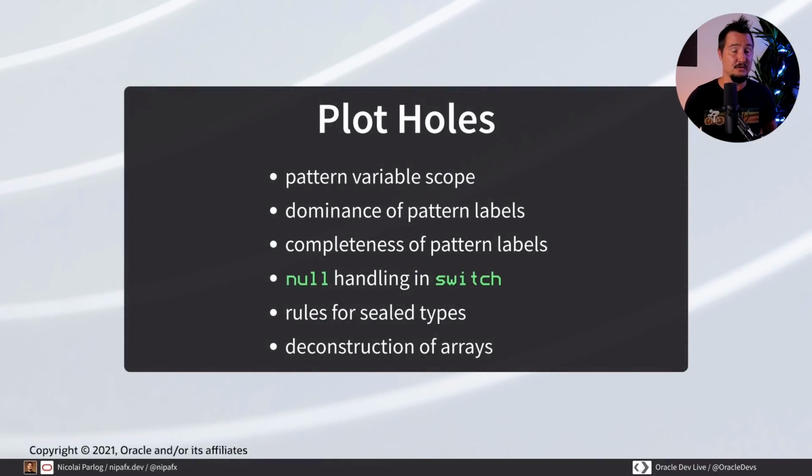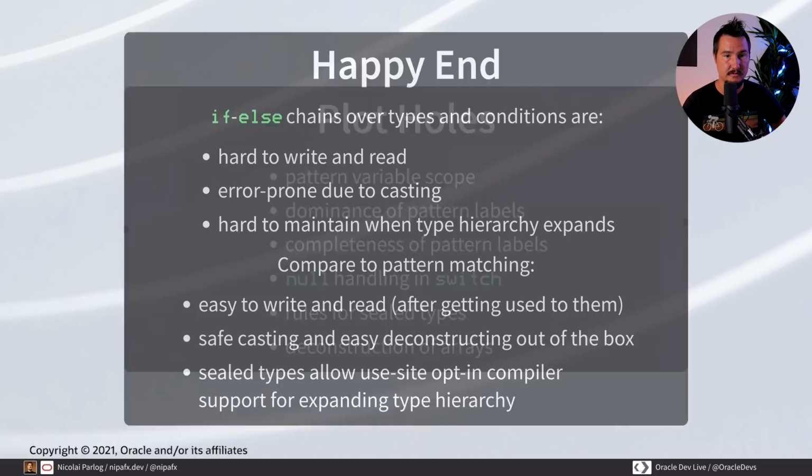But I left a bunch of plot holes. There's so much more we could talk about here and go in depth on: pattern variable scope, what it means that a pattern label is dominant or that it's complete, how null handling works in switch. That's kind of important now, that changed a few things there as well. What are the rules for sealed types? Because you cannot just write sealed interface permits, whatever. There are some rules that you have to abide by. And you can also not just deconstruct records, but also deconstruct arrays. So there's a lot more that we can go into, and I'll give you a bunch of links at the end of the talk that you can check out if you're interested to learn more.